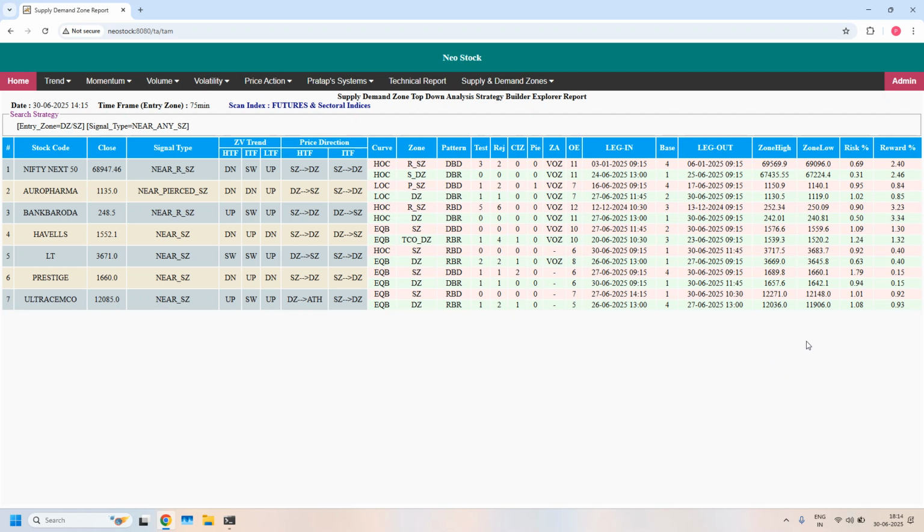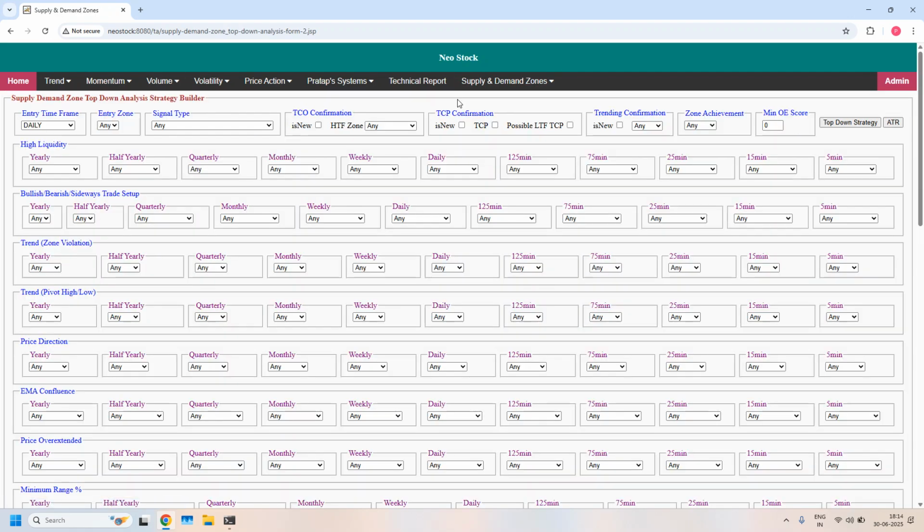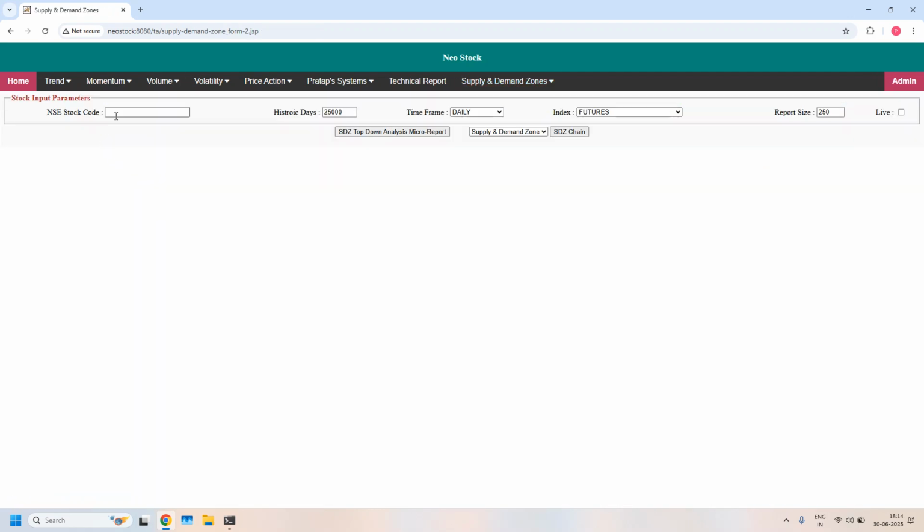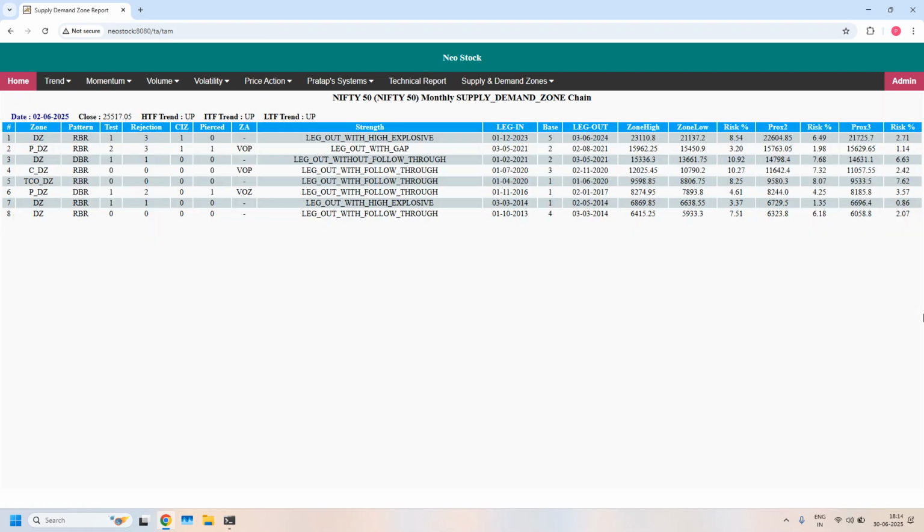Next, I will generate NIFTY and BANKNIFTY supply demand zone chain reports. Starting with NIFTY. Generating monthly supply demand zone chain for NIFTY. So this is the Nifty monthly supply demand zone chain report.